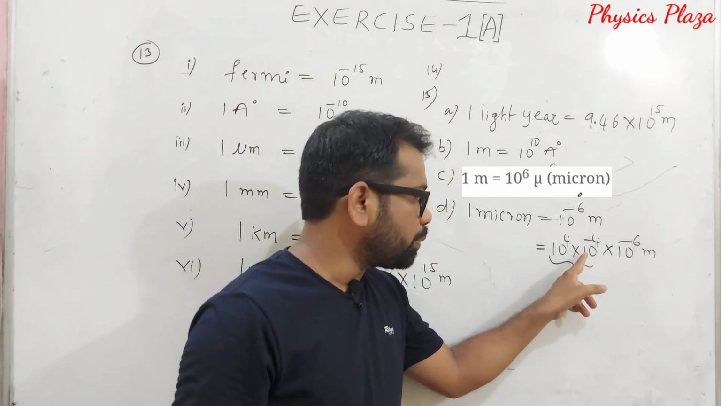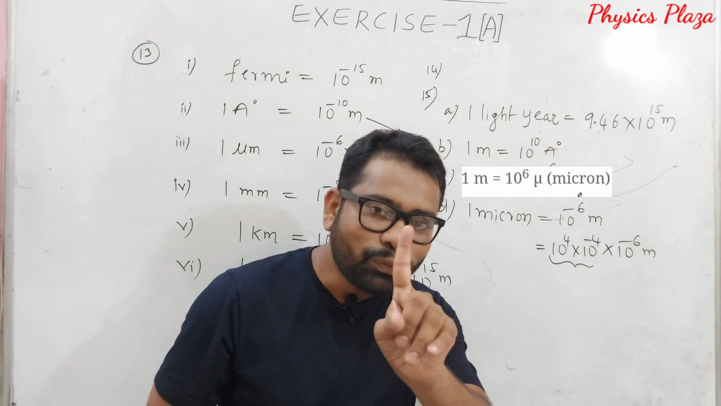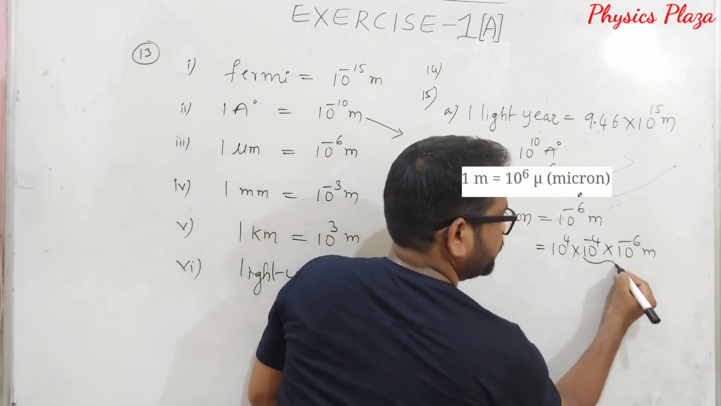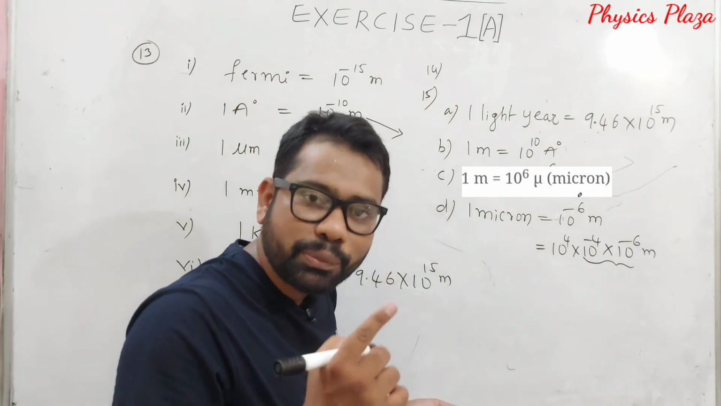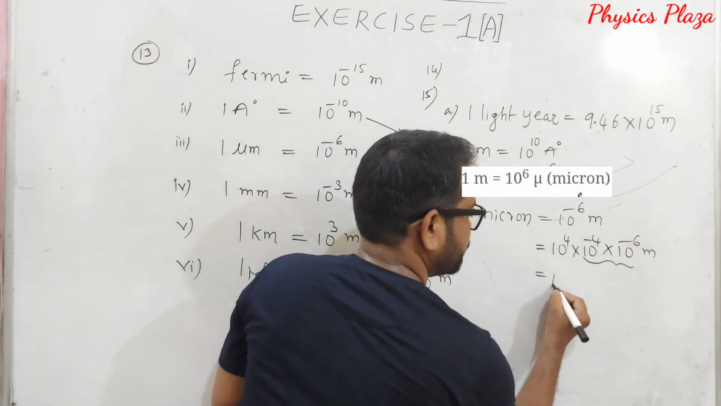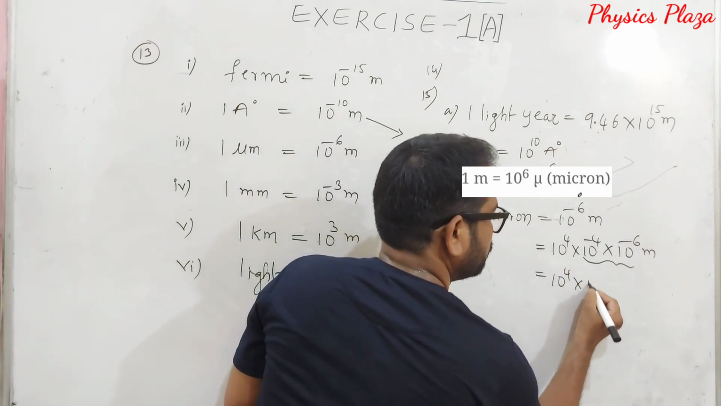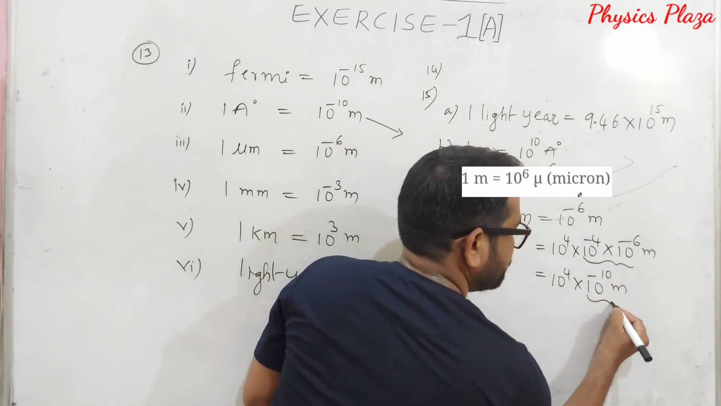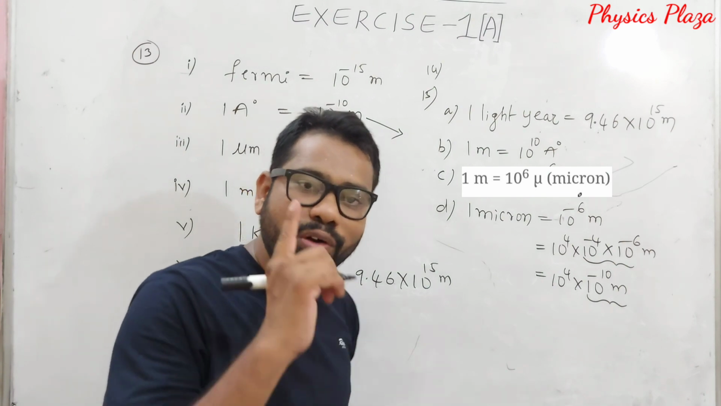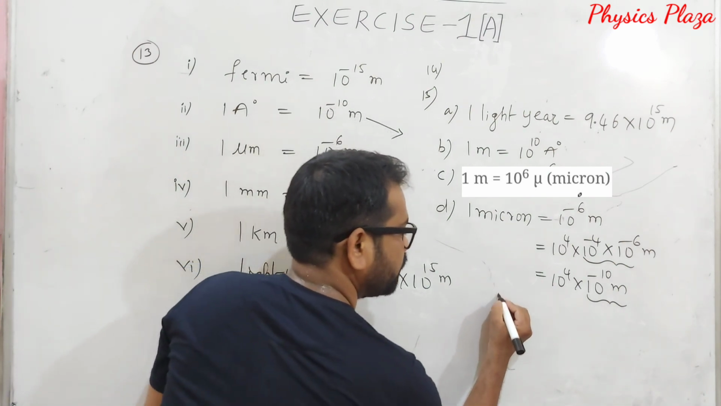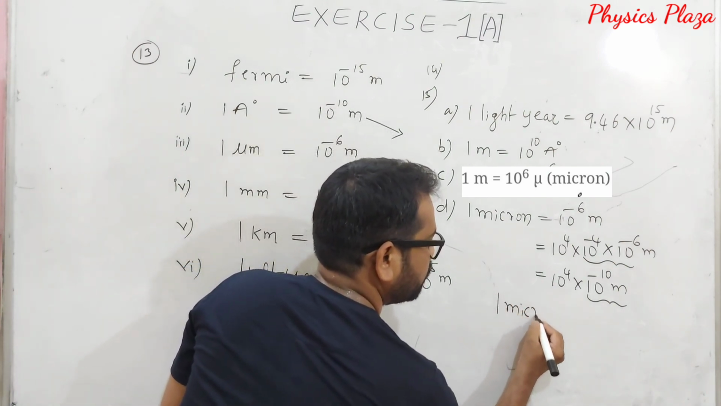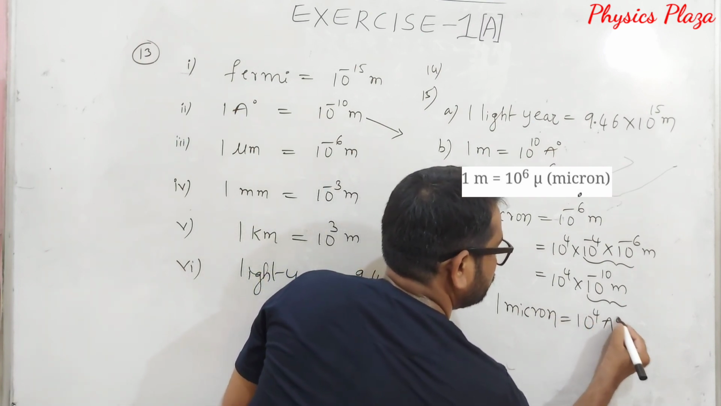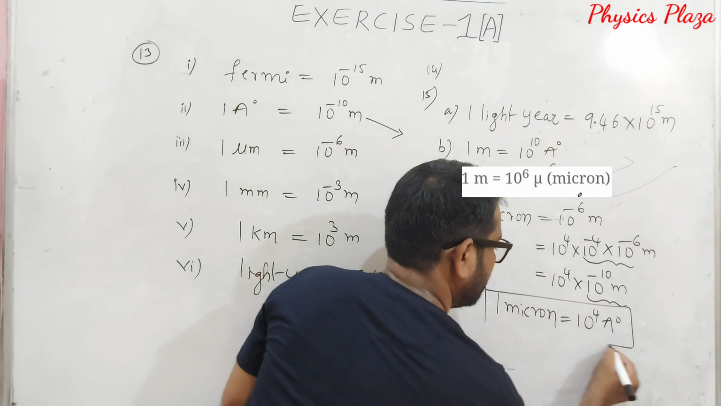10 power 4 into 10 power minus 4, its value is 1 only. So just think about this: 10 power minus 4 into 10 power minus 6 will be 10 power 4 into 10 power minus 10 meter. Children, this 10 power minus 10 meter is equal to 1 angstrom. So here, 1 micron is equal to 10 to the power of 4 angstrom.